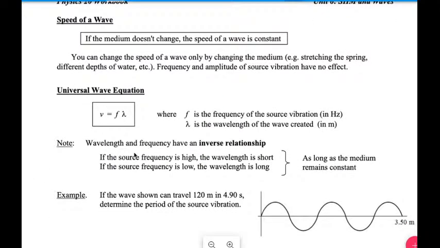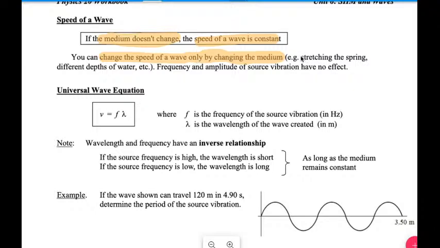All right, important math part, with just a little more conceptual stuff before we get into it. We have the speed of a wave. If the medium doesn't change, the speed of the wave is constant. So that's saying as long as our sound wave is traveling through water, right? We don't change the medium from water to air. The speed of the wave is constant. So the only time we can change the speed of a wave is by changing the medium, right? You can change the speed of the wave only by changing the medium.